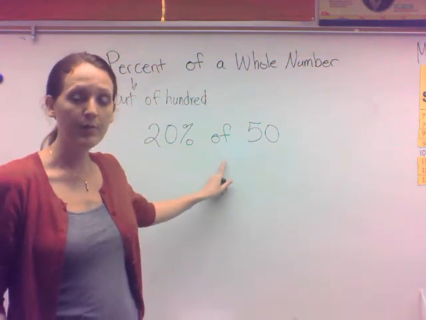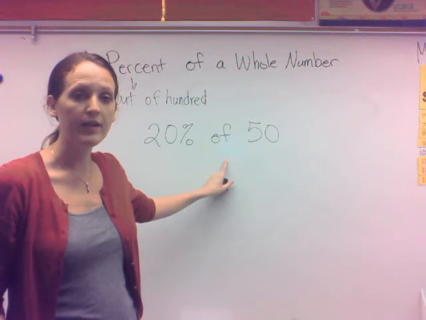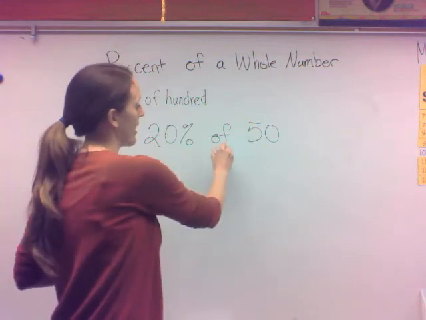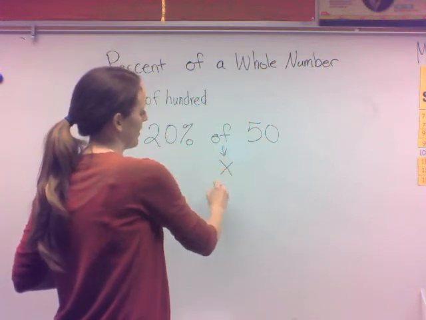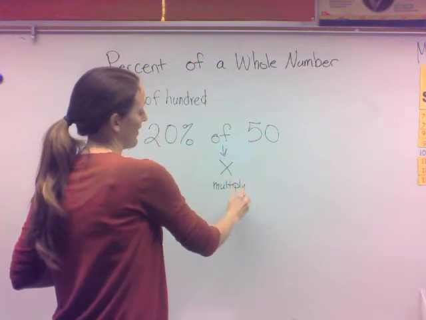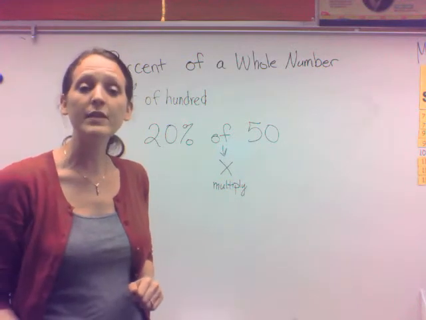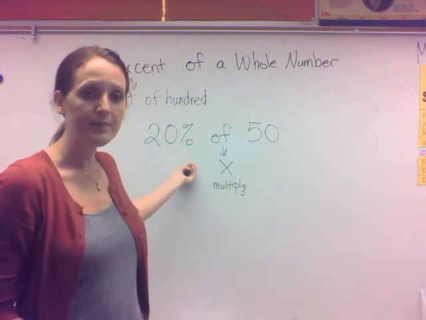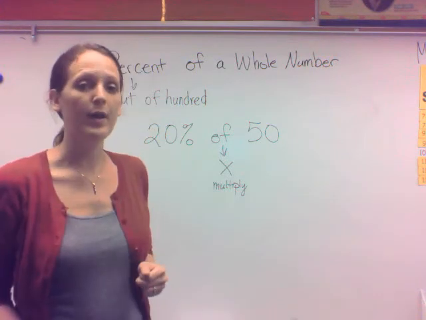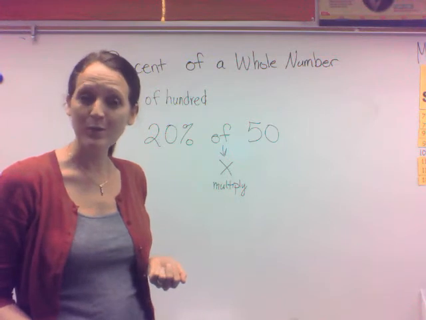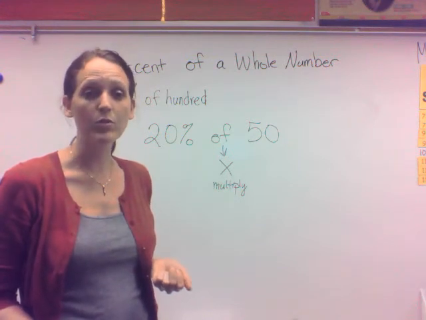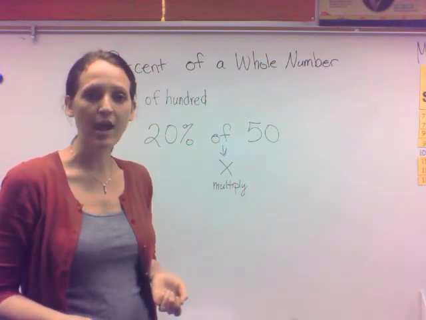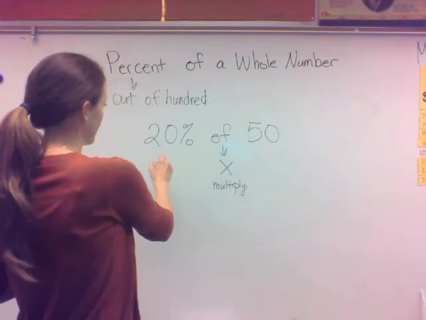Well, if we remember when we worked on multiplying fractions, we learned that of means multiply. It's just something you've got to memorize, that when you see the word of in math, it's telling you to multiply. And then 20%. Well, you don't know how to multiply with a percent, but you do know how to multiply with a decimal. And in the previous video, you were taught how to change a percent into a decimal.